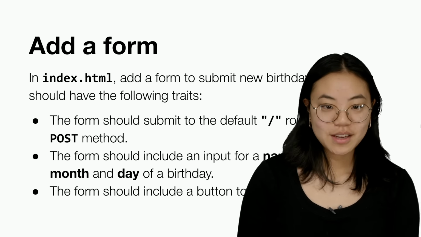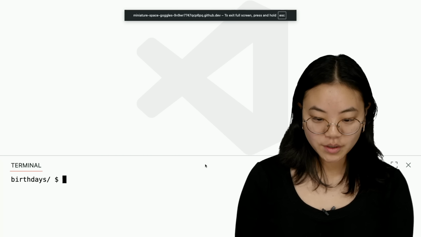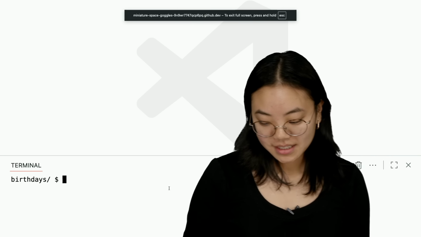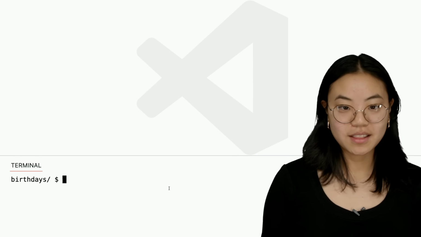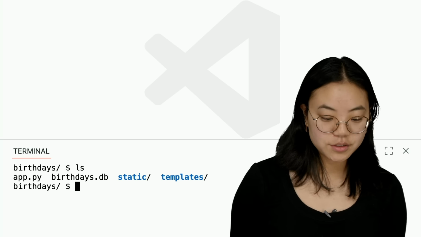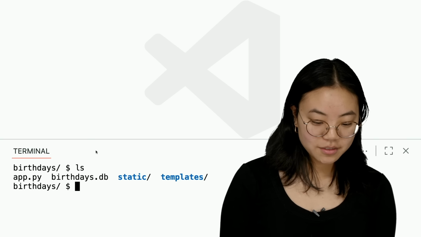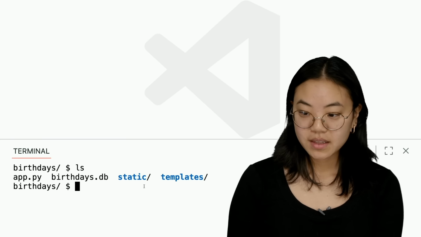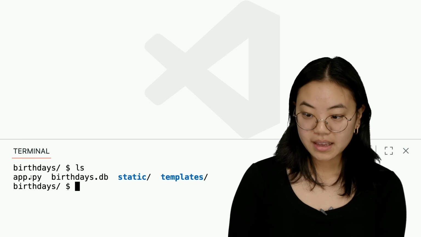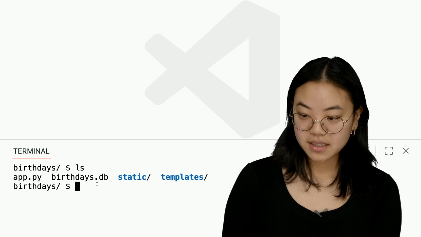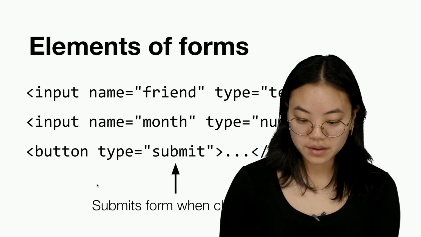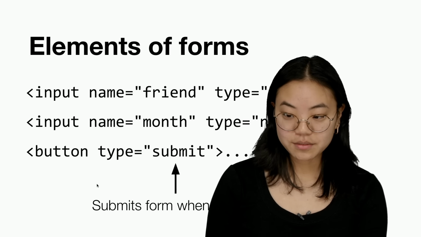Okay. So now we're going to move over to VS Code and actually get a sense of what's going on here in the code. So I'm in my birthdays folder right now. If I do ls, I can see what we saw earlier, my templates folder, my static folder, app.py, and birthdays.db. Okay, we have a question about what makes a type different than a class.